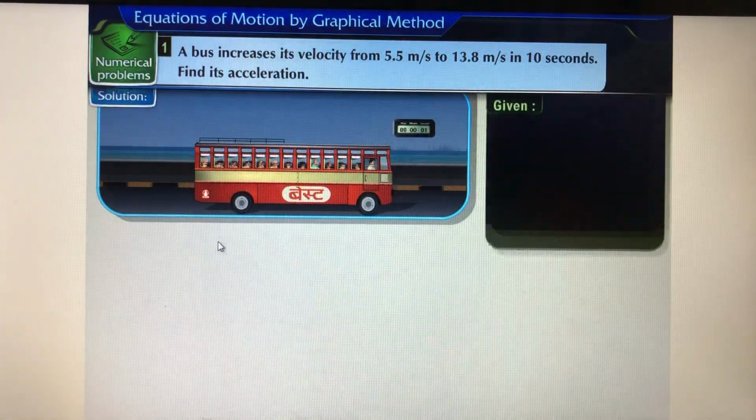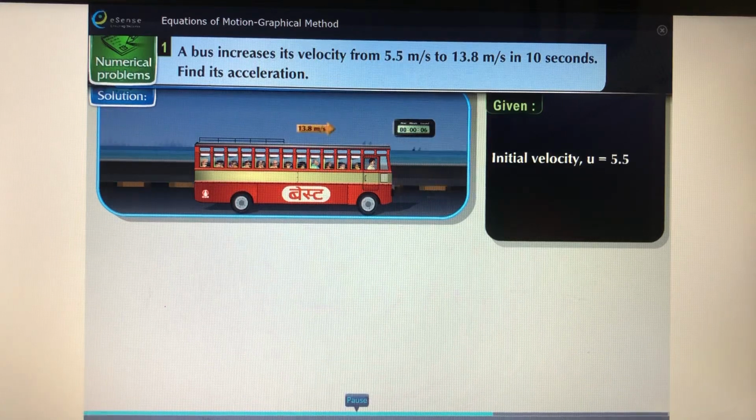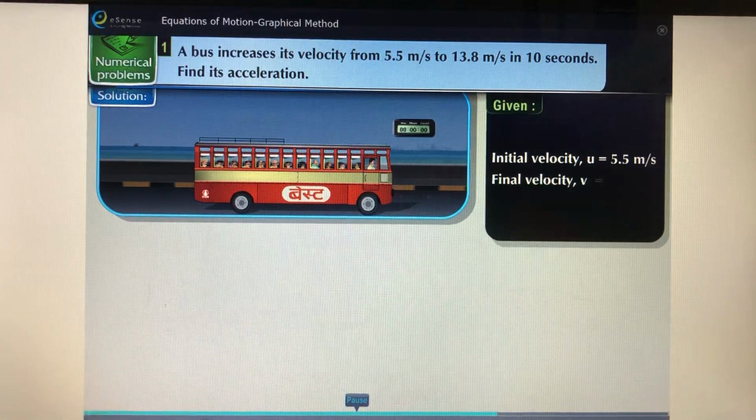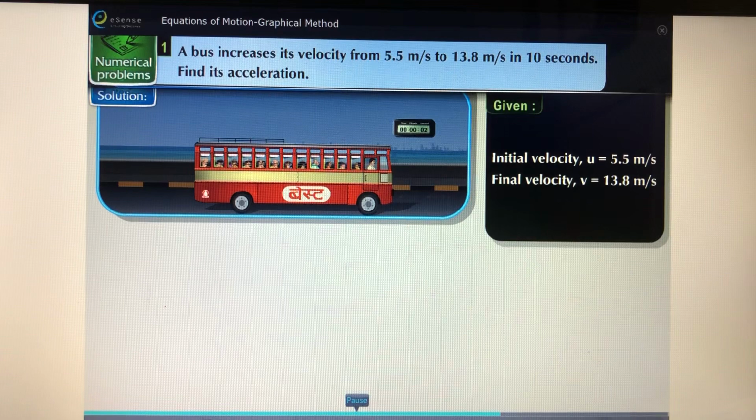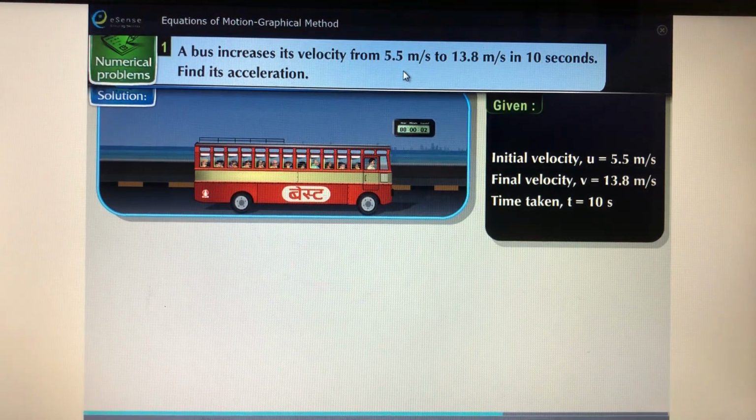Solution. Given: initial velocity u = 5.5 meters per second, final velocity v = 13.8 meters per second, time taken t = 10 seconds. This is known as data. Whatever is given in the question, always write it down like this. Initial velocity 5.5 meter per second, final velocity 13.8 meter per second, t is given 10 seconds.